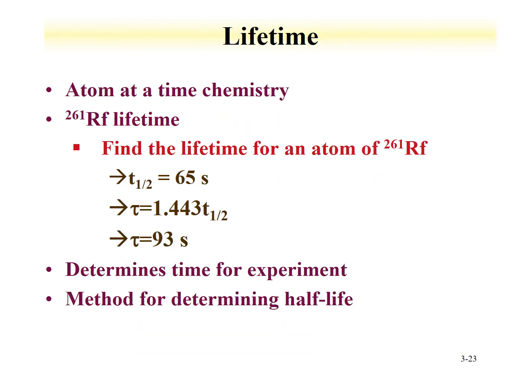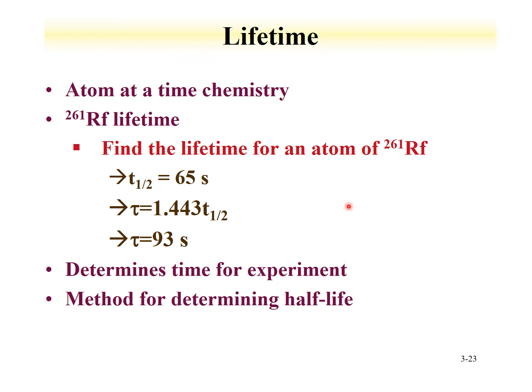A final example of a calculation from the equations that we've covered in part 1 of this lecture is the lifetime. Let's look at an example of atom-at-a-time chemistry, rutherfordium-261. What's the lifetime of this atom? The half-life is around 65 seconds, so 65 times 1.44 is 93 seconds. This we use to determine the time for an experiment. We would want to perform a separation and get that sample on the detector within 90 seconds. So you're doing an experiment within the average lifetime of one of the atoms you're producing.